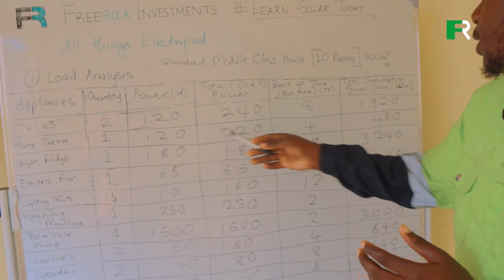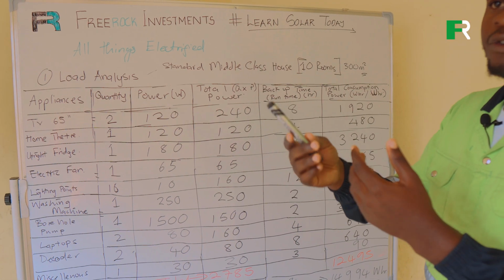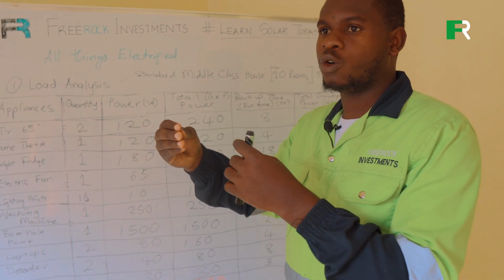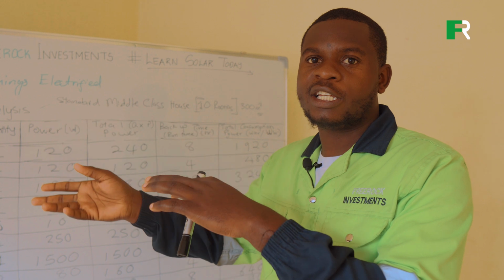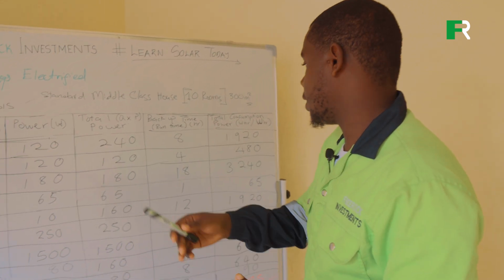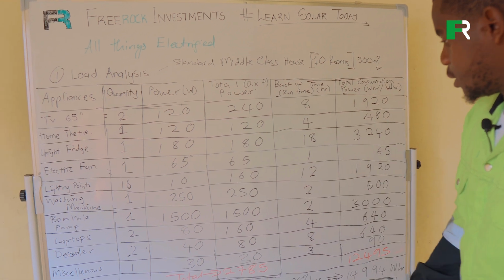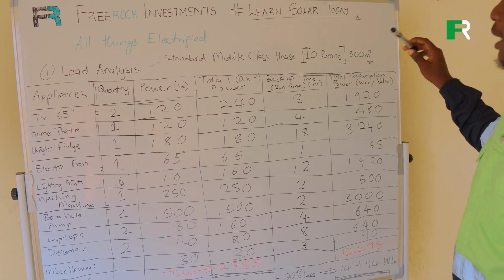So our home theater runs for 4 hours. Then a fridge, as you know, sometimes has thermostats for turning off and turning on after some time. So it might run for 18 hours. And the electric fan for 1. So the list proceeds. Now let's go on to the last column.